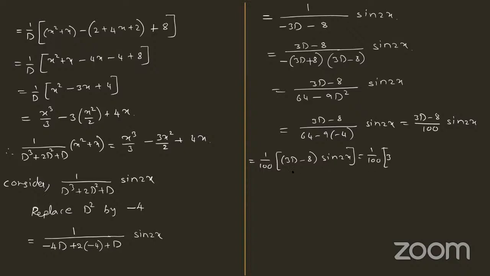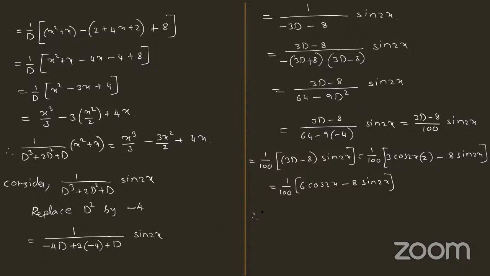Which is equal to 1 by 100 into, see if you can differentiate this. There is a 3 already. If you differentiate sine 2x, it is first of all cos 2x, and if you differentiate 2x, it is 2, minus 8 times sine 2x. So we'll get the particular integral for this as 1 by 100 times, 3 times 2, it is 6 times cos 2x minus 8 times sine 2x. So we got the particular integrals in the 3 different parts of this.